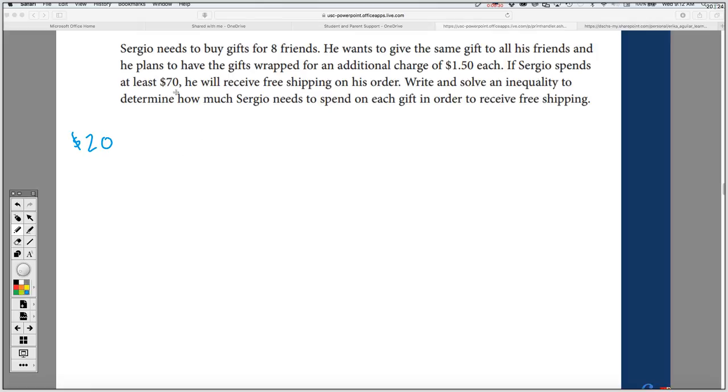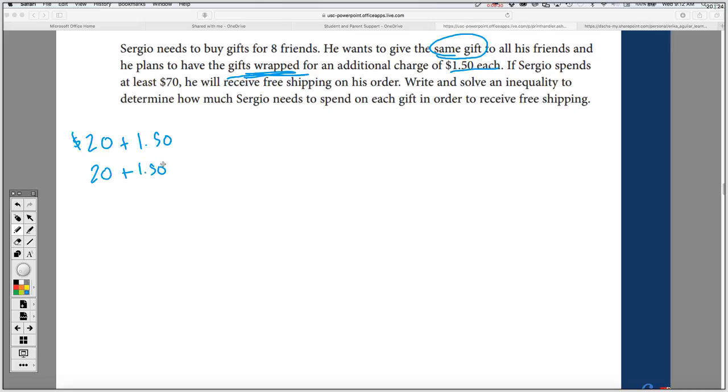So how much is the extra charges? What are the extra charges for? What is that $1.50 for? Okay, so wrapping the gifts would be $1.50 more. So how much would one gift cost that was $20? $21.50. So you would add the $1.50. Okay, if you buy another gift and he wants to give the same gift, right? So what does that mean? Same amount. So I would do 20 plus $1.50.